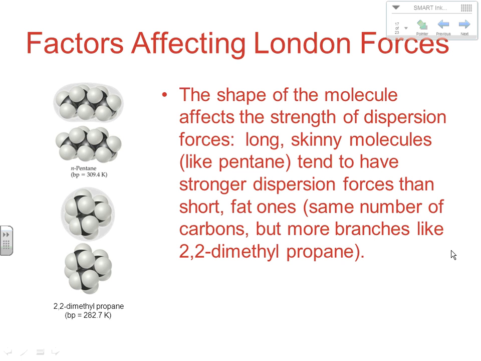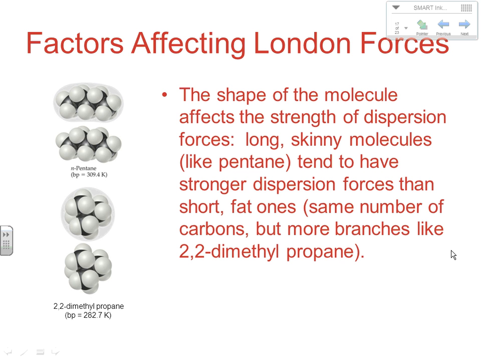And that's because even though they have the same number of carbons, when you have more branches, it lowers your surface area. And lower surface area is a less polarizable situation. So long, skinny molecules are going to have higher melting points and boiling points, stronger intermolecular forces, stronger London forces, because of the fact that they have LIMPEC, larger, more polarizable electron clouds.